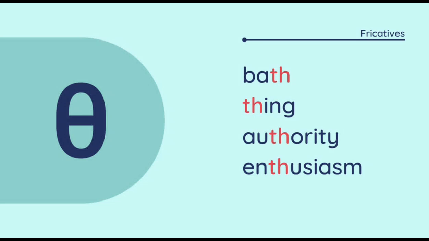And we have examples such as bath, B-A-T-H. Bath. So it is wrong for you to say bats. No. Remember, the TH there sounds th. So bath, thin, authority, enthusiasm. So those are the examples of words under the speech sound.